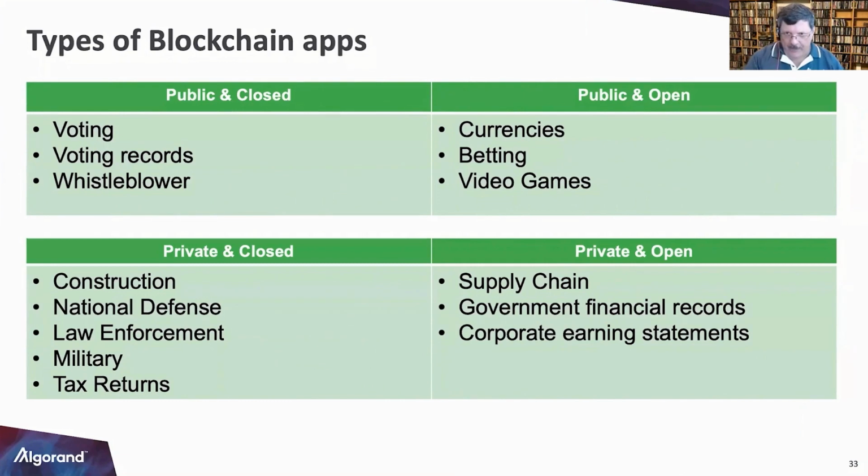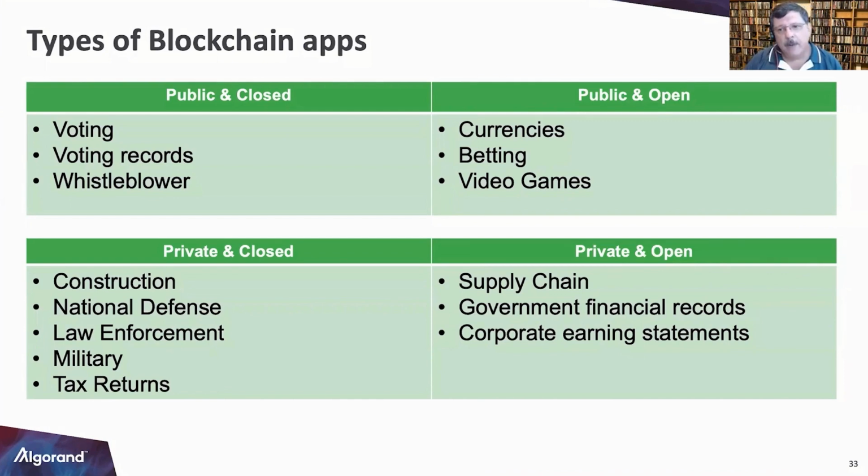Well, in the public and open, that makes the most sense, right? Now you've got things like currencies, betting, video games. Well, really, information that is not critical in terms of privacy. And then you look at things like public and closed in the upper left. That's a voting scenario, perhaps, where it has to be public, but you want it to be closed until maybe all the voting happens or something like that.